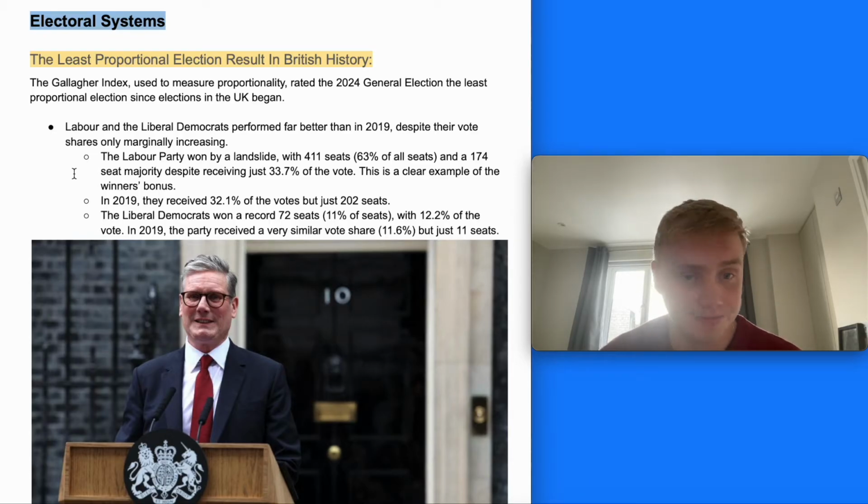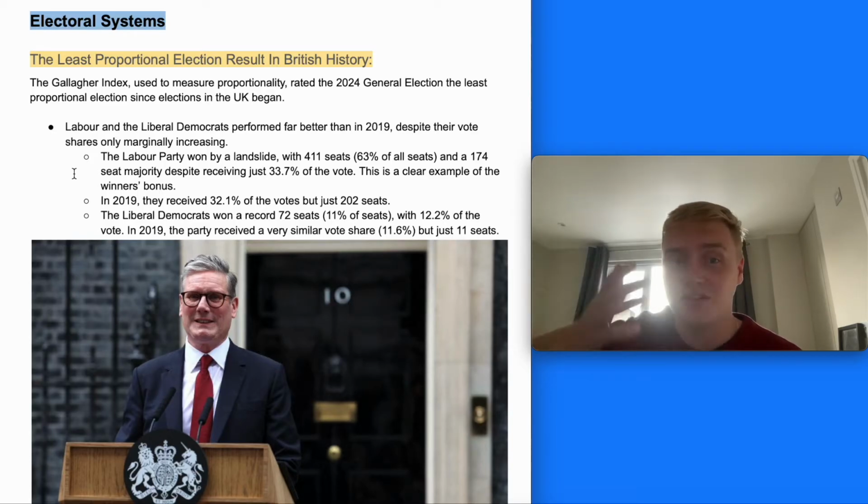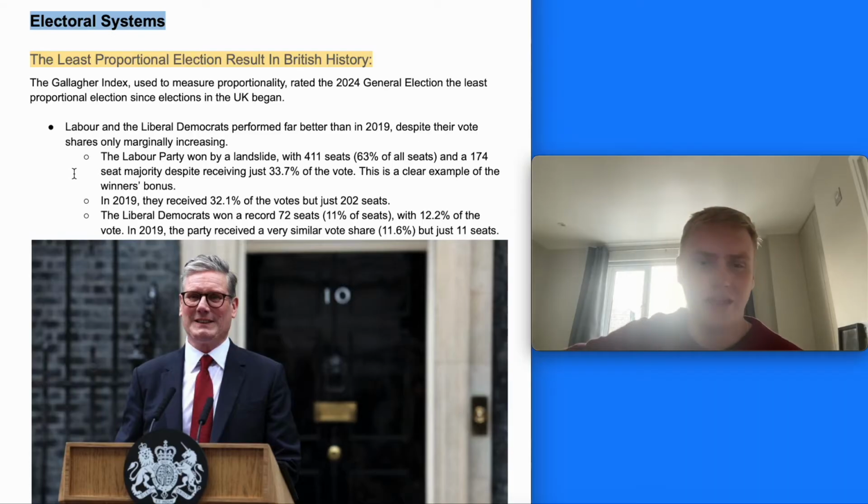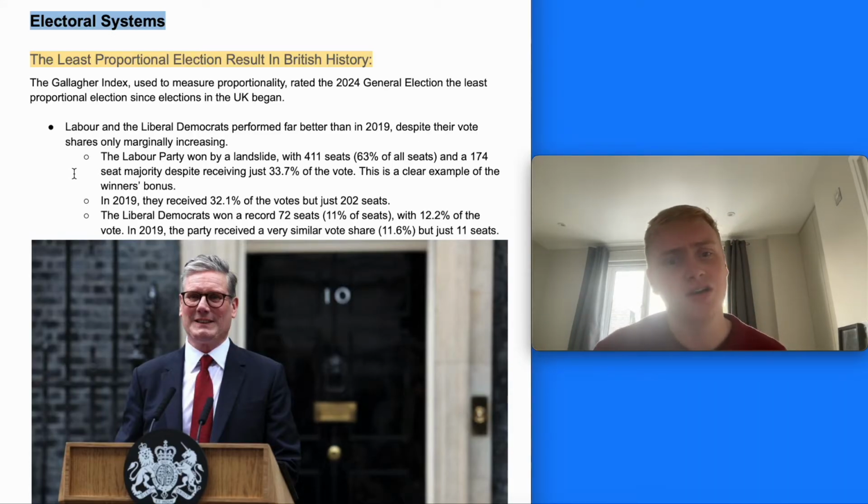So actually what you see is that compared to 2019, they received less than 2% more of the vote, but far more seats. They increased the vote by 1.6%, but increased their seats by 209. That simply shouldn't work, and that shows the distorting impact of the first past the post electoral system.